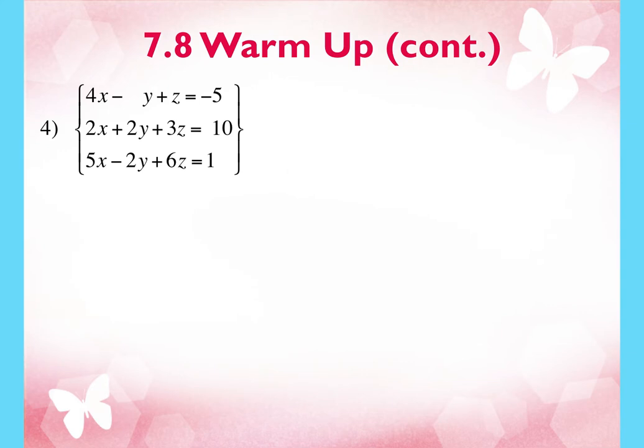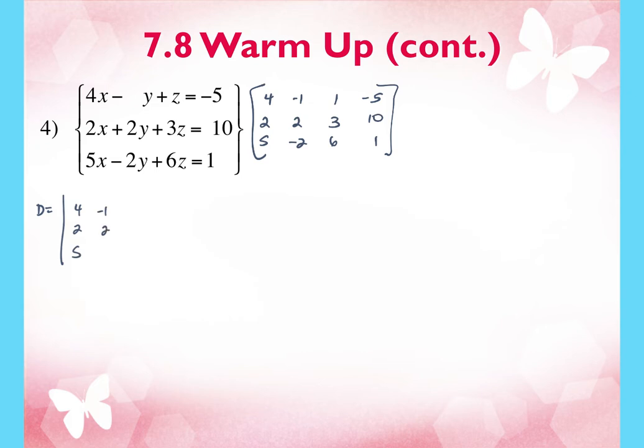This is your 3-variable 3 equation. So I'm going to first write my matrix for negative 1, 1, negative 5, 2, 2, 3, 10, and 5, negative 2, 6, 1. So D is the x's, the y's, and the z's. 4, 2, 5, negative 1, 2, negative 2, 1, 3, 6. D of x, I take out the x's and I put in the constants. So negative 5, 10, 1, and then negative 1, 2, negative 2, 1, 3, 6.